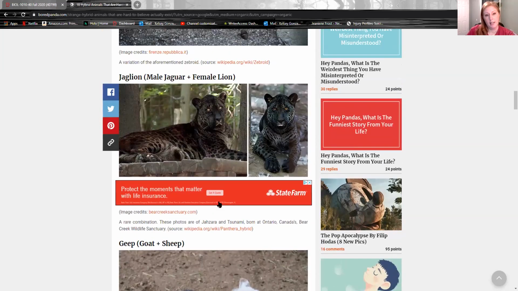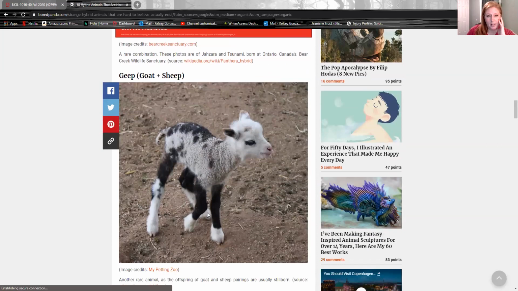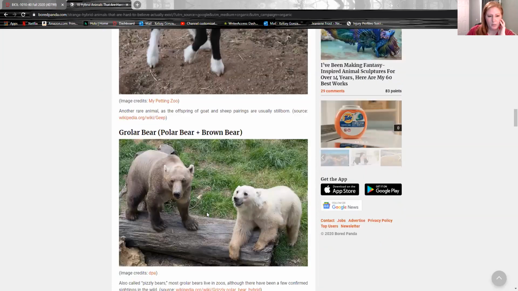And this one, again, note that there is an importance between which is the sperm donor and which is the egg donor. So in this case, it's the male jaguar that needs to donate to get this combination that creates this jaglion. Some lesser known combinations, a geep, there you go, a goat and a sheep. I'm just gonna pass on that one, no thank you.